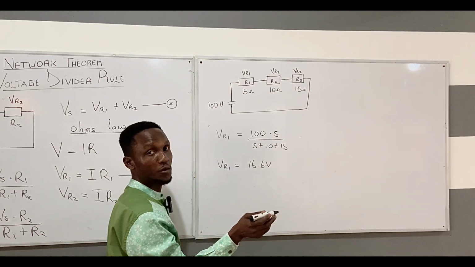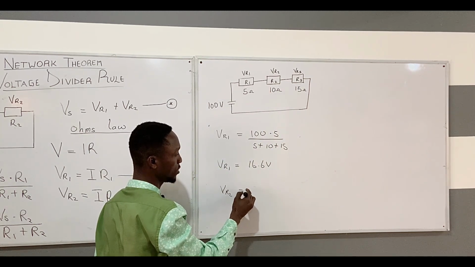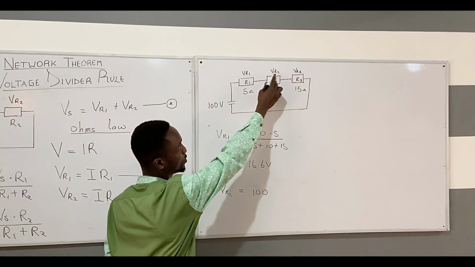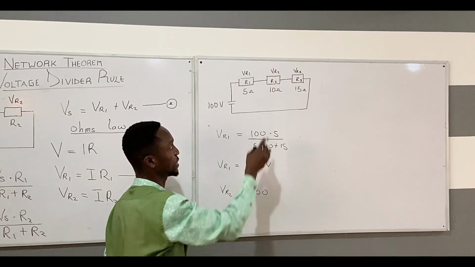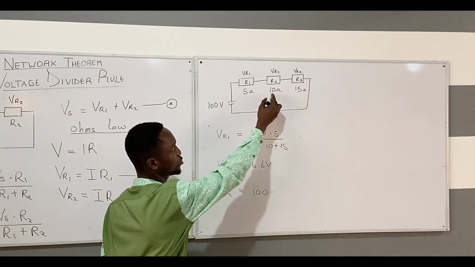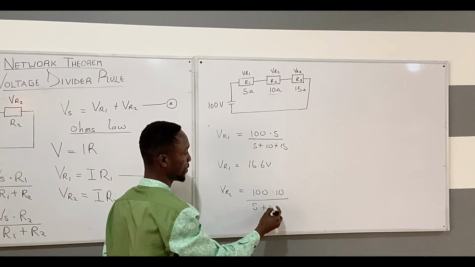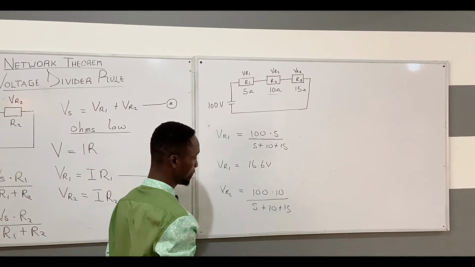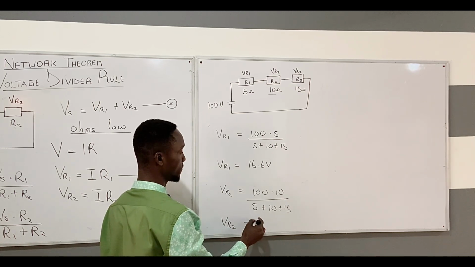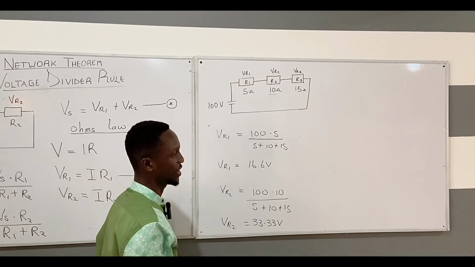So the next thing that we will do is to find the voltage across that one. So V R2 is going to give us the same source voltage multiplied by the same resistive value that voltage is supposed to pass through, because they are directly proportional. So we multiply by R2. R2 is 10. So divide this by 5 plus 10 plus 15. So V R2 is going to give us 33.33 volts. Okay, you can do the last one.